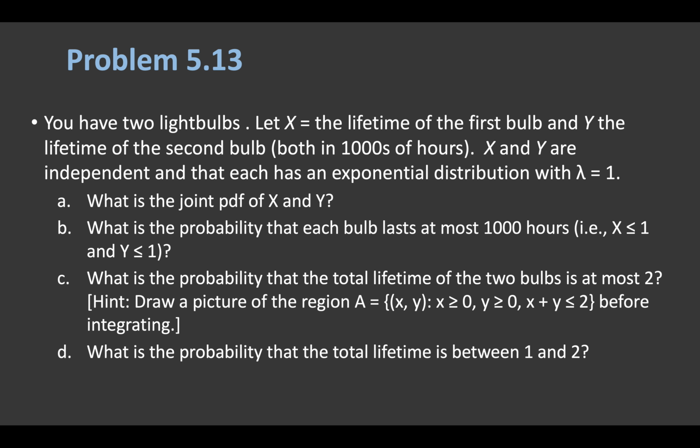So I'm asking 4 questions. What is the joint probability density function of X and Y? What is the probability that each bulb lasts at least 1,000 hours? What is the probability that the total lifetime of the two bulbs is at most 2? And what is the probability that the total lifetime is between 1 and 2? So this is a question for continuous random variables.